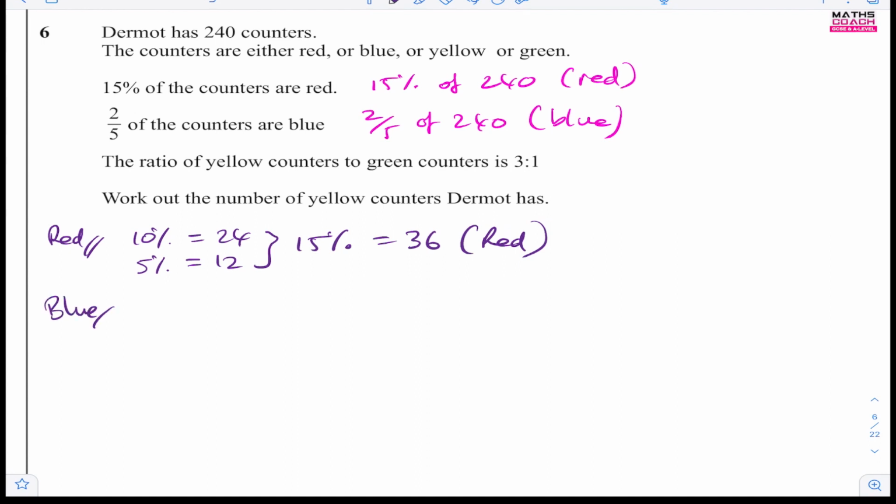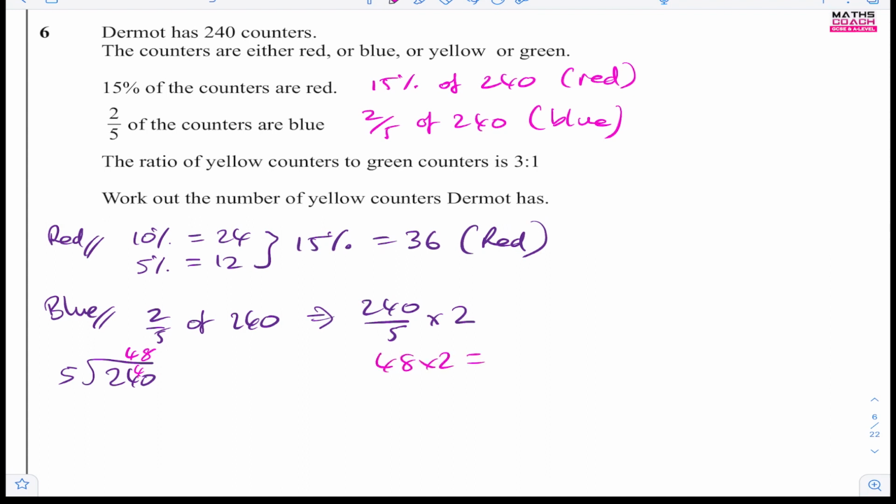As for the blue, then we're going to do 2/5 of 240. So it's going to be 240 divided by 5 and then times by 2. So let's work out 240 divided by 5. 5 goes into 24, it goes in 4 times, remainder 4. 5 goes into 40, 8 times, so 48. So 48 times by 2, that gives us 96. So we have 96 blue counters.